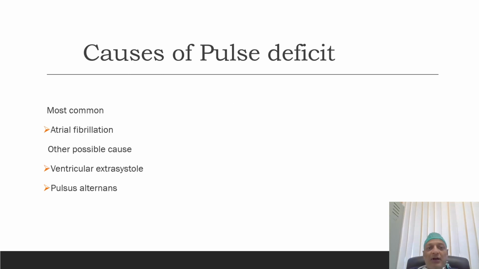Now we look at the causes of pulse deficit. As we have read in medical school, the most common cause of pulse deficit is atrial fibrillation. Why does it happen in atrial fibrillation? Because of the irregular heartbeat in atrial fibrillation, there is sometimes incomplete diastolic filling of the ventricle, which in turn leads to decreased cardiac output and pulse deficit. Other causes of pulse deficit include ventricular extrasystoles and pulsus alternans.